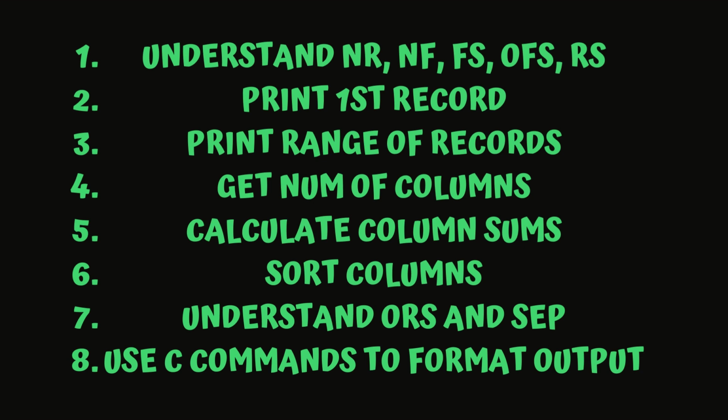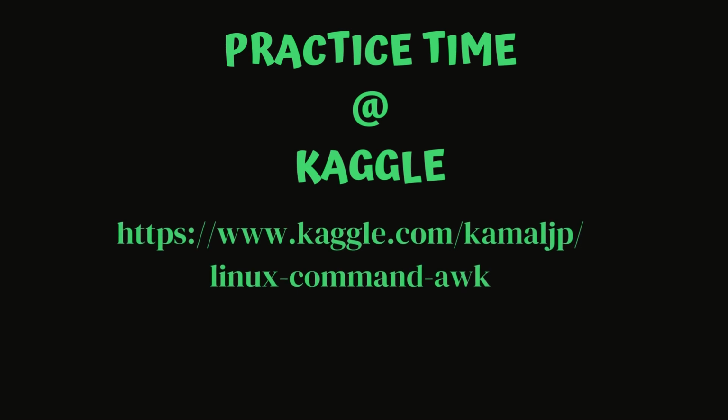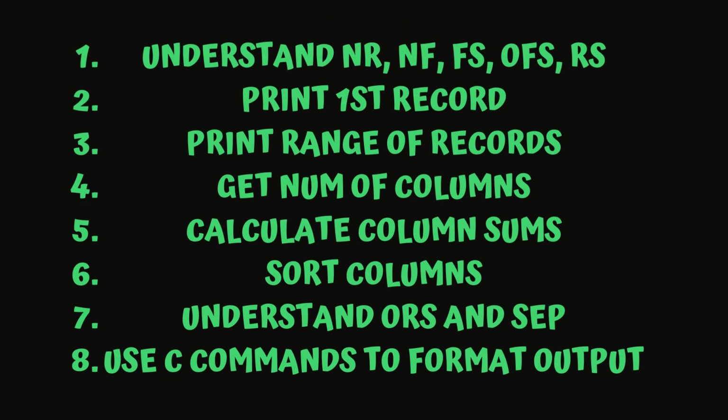Then we will go into printing the first record, printing a range of records, getting the number of columns, calculating the sum of the columns, sorting columns, understanding ORS and SEP, and finally use a couple of C commands to format the output. Okay, before we head into the Kaggle environment and you start clicking on this link that is provided to you in the YouTube description, I would like to give a brief about these commands that are available here.